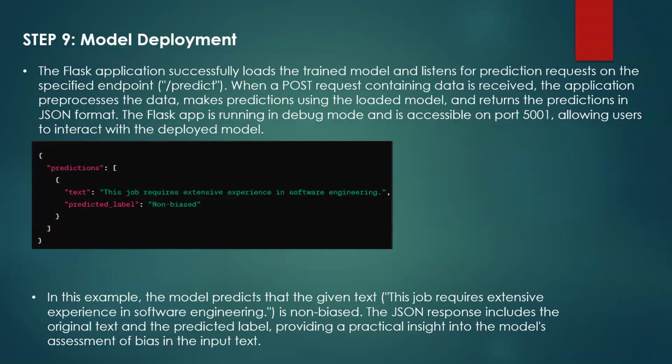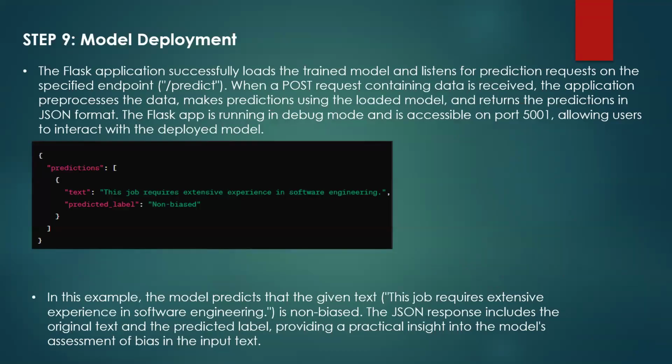Next slide. We also deployed the model in the Flask application. There, it successfully loads the trained model and listens for the prediction request on the specified endpoint. In this example, the model predicts that the given text, "This job requires extensive experience in software engineering," is non-biased. The JSON response includes the original text and the predicted label, providing a practical insight into the model's assessment of bias in the input text.